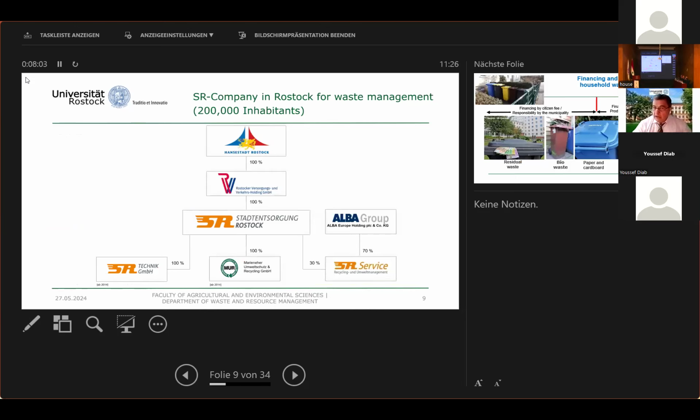That's from my city, Rostock, with 200,000 inhabitants. We developed a municipal company. It belongs 100% to the municipality. From this municipality company, we developed 3 other companies, and in one company, 30% belongs to the municipality and 70% to the private sector. That's really the solution we need in the MENA region.